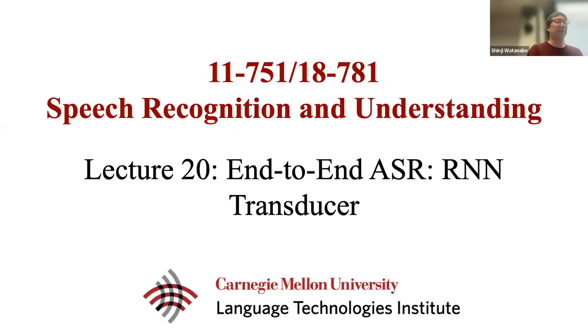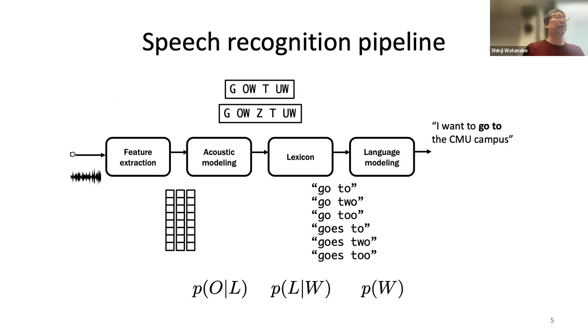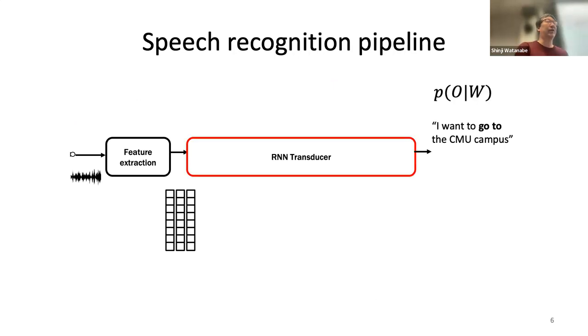Okay, if not, we can move to today's topic, which is the RNN transducer. That is, I would say, the last architecture that we will explain in addition to the HMM, CTC, and the attention-based encoder-decoder. Okay, so the RNN transducer is one of the end-to-end methods. So the architecture is like this.